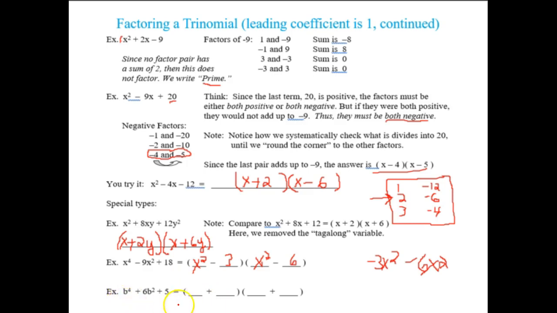Okay, last example, it's very similar. To get b to the fourth, we would just use b squared and another b squared. So we put those in the parentheses in the first positions. Now, what are the factors of 5 that add up to 6? Well, 5 and 1. So it'd be b squared plus 5 and b squared plus 1.